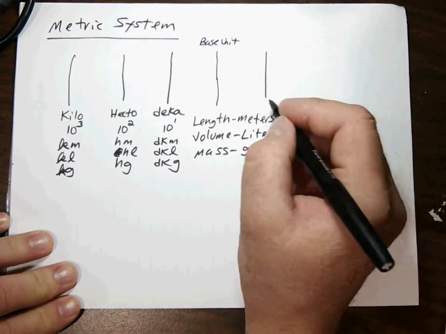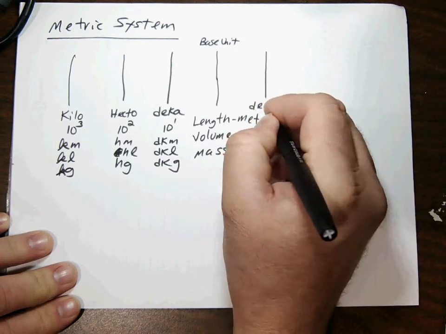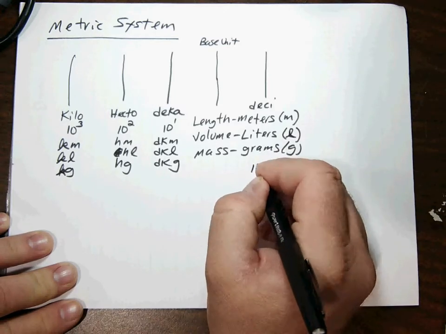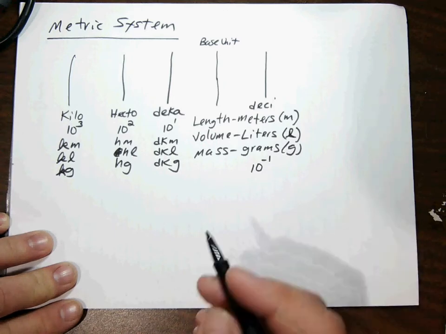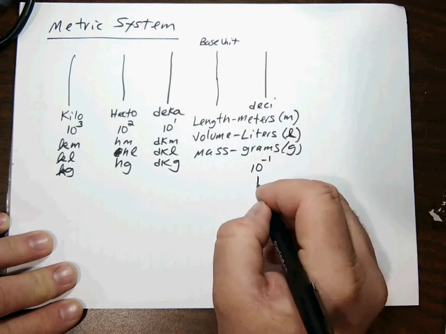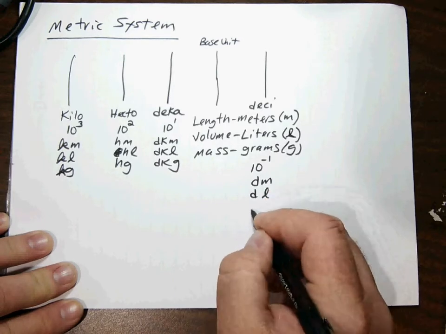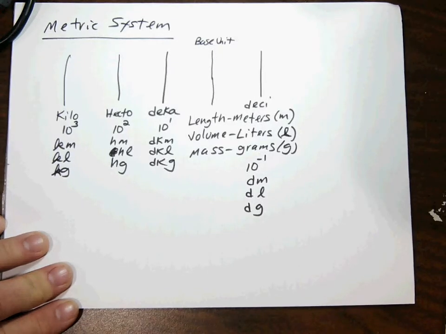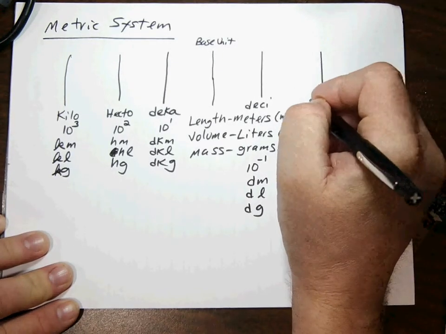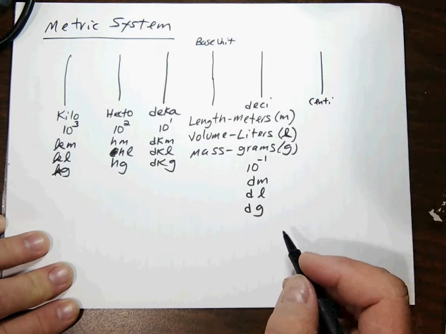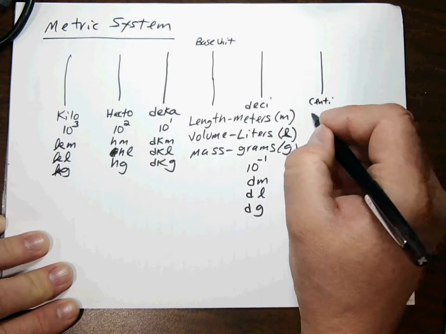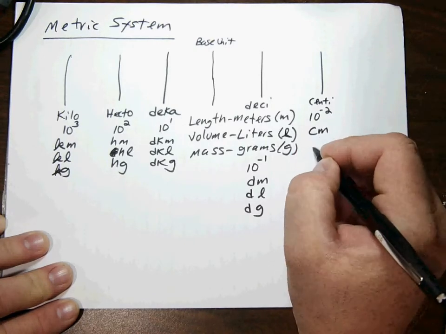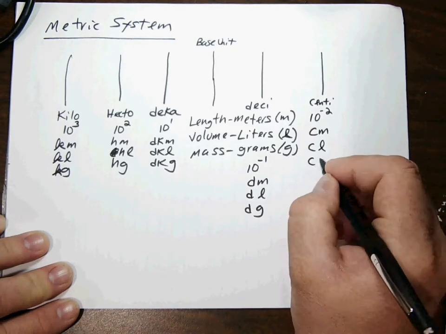The next one smaller now is called deci, D-E-C-I. Okay, and I'm kind of out of room right there. So that's 10 to the power of -1. Okay, and that's going to be abbreviated with a D. So decimeter, deciliter, decigram. Okay, next one is centi, C-E-N-T-I. We know that one. We definitely have some familiarity there. That's 10 to the -2 power. Okay, and we have centimeter. We use those. Centiliter, centigram.